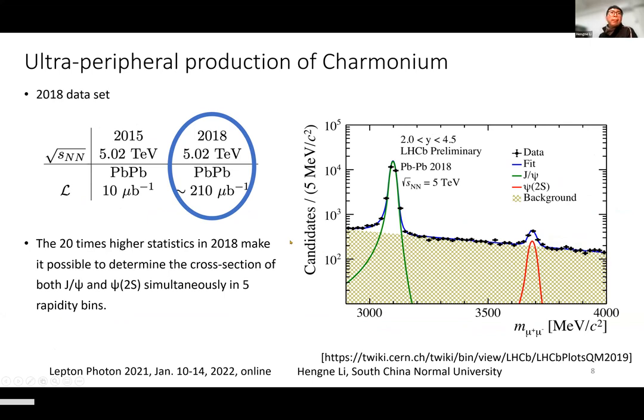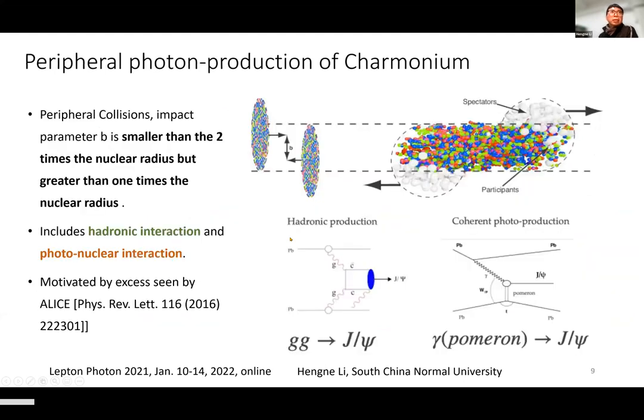All right. Now let's move to the second analysis. This is the so-called peripheral photoproduction of J/psi. Peripheral we define to be where the collision happens with the impact parameter, the distance between these two leads, smaller than 2 times the nuclear radius but greater than 1 times the nuclear radius. Or in terms of centrality, we are saying that the centrality is greater than 50%. So they really collided.